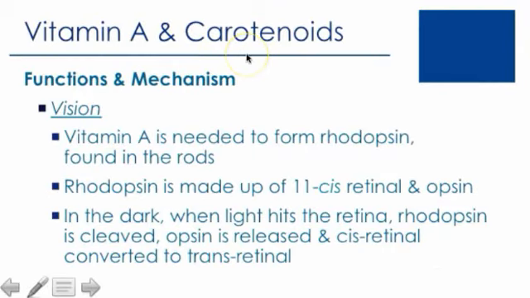So we can see here the steps again involved with vision. So we see that vitamin A in the form of the cis-retinol is needed to form rhodopsin. And we see that rhodopsin is made up of the 11 cis-retinol and opsin. So these are bound together to form rhodopsin. In the dark, when light hits the retina, the rhodopsin is cleaved, releasing the opsin and the cis-retinol. The cis-retinol at the same time is also converted to trans-retinol.